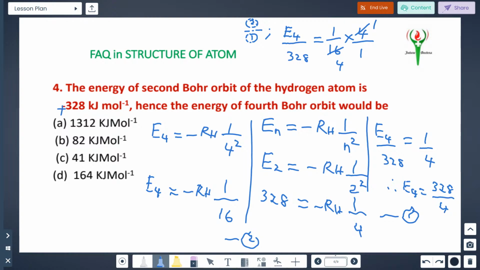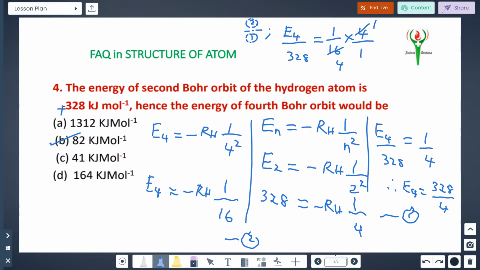82. See? 328 divided by 4. Answer is what? 82. So B is the correct option. Are you following? Okay. Second orbit is given. We have to find out the fourth orbit. So we have to frame the two equations. If we compare, we can get the answer.